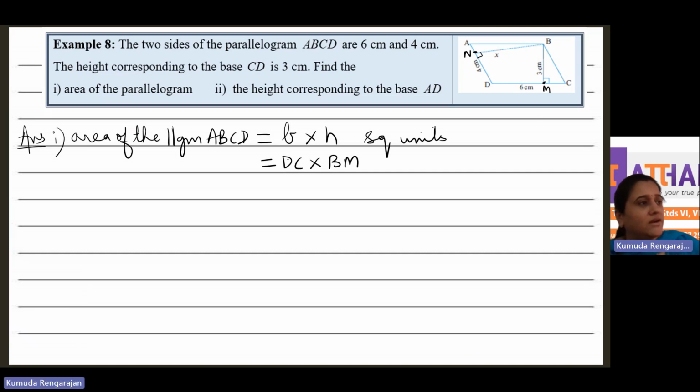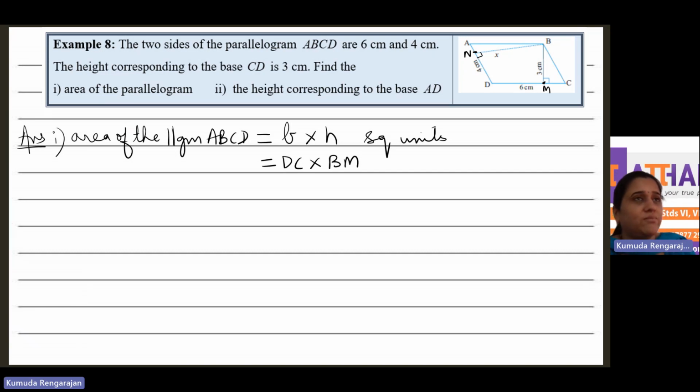So now is this correct? DC into BM. DC is the base. Which is the base? Any side can be taken as the base. A parallelogram has 4 sides. Any one of the 4 sides you can take as the base. You cannot take anything else as a base. So we have taken DC as the base.